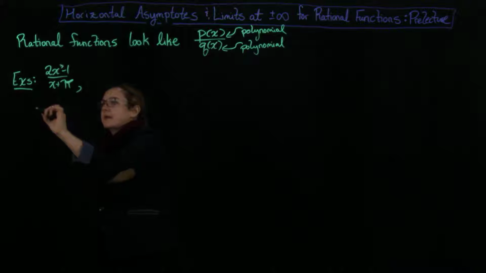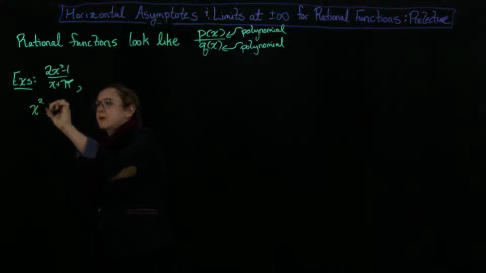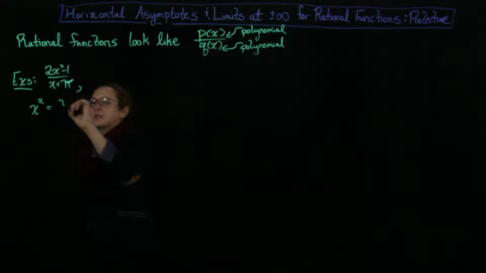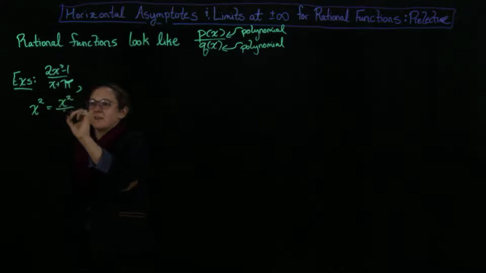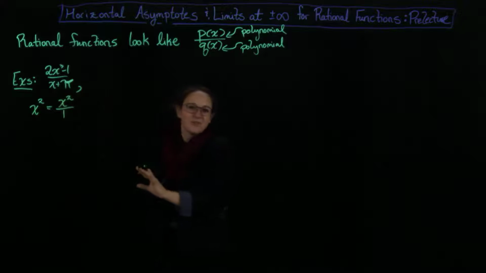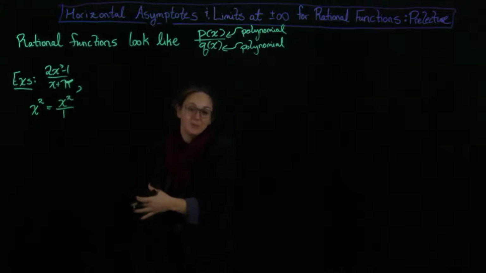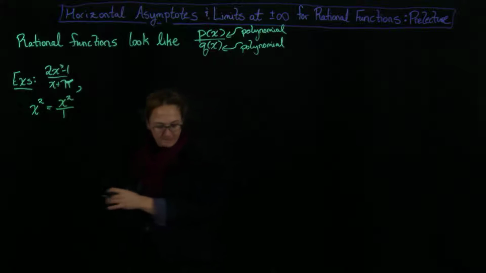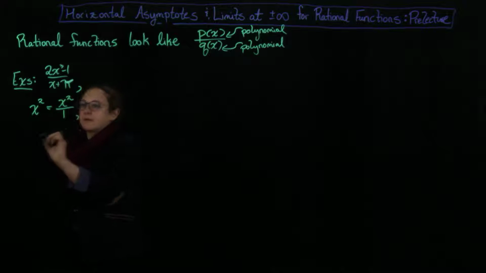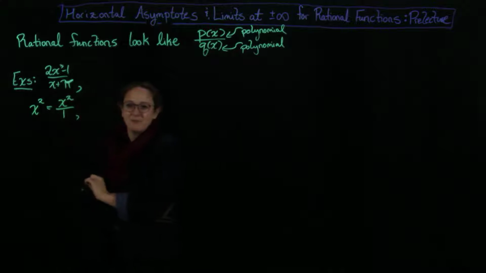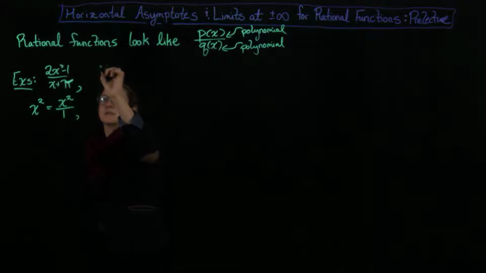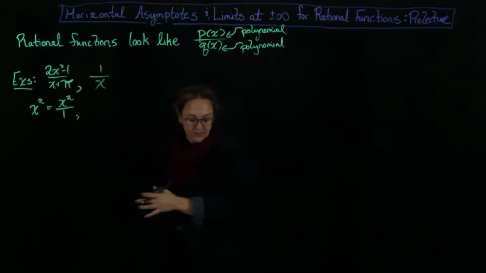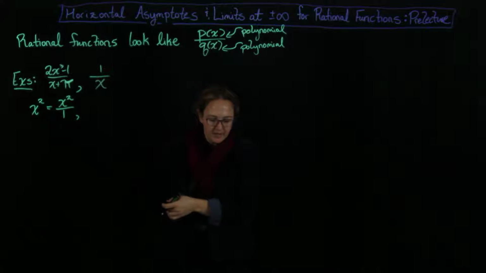We could also have, for example, x squared. Why does that work? You don't see something on the top and something on the bottom. Well, that's actually equal to x squared divided by 1. That is a polynomial divided by a polynomial, because constant polynomials, like 1, are polynomials. Just like we can have 1 on the bottom, we can have 1 on top. It's okay to have 1 on top, any polynomial on the bottom.